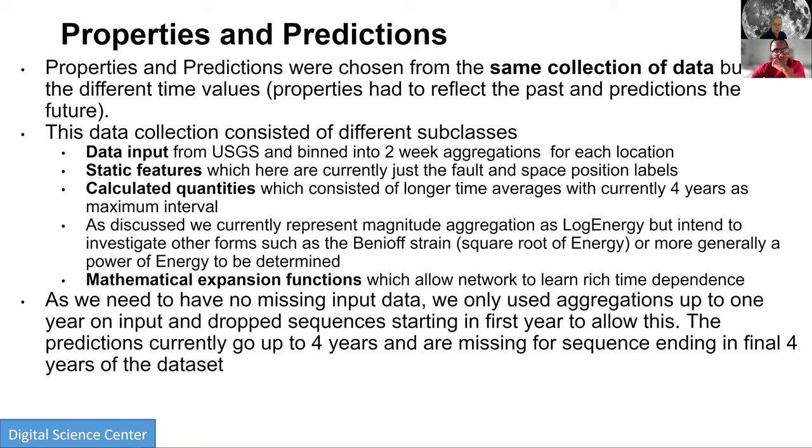All right, so now let's discuss what we can do for these two cases. Well, we have four types of data. The first type is seemingly the most important, and probably is the most important. It is the data from, in our case, the USGS, which is the earthquake data, which I already explained, we binned into first daily and then 2 week aggregations.